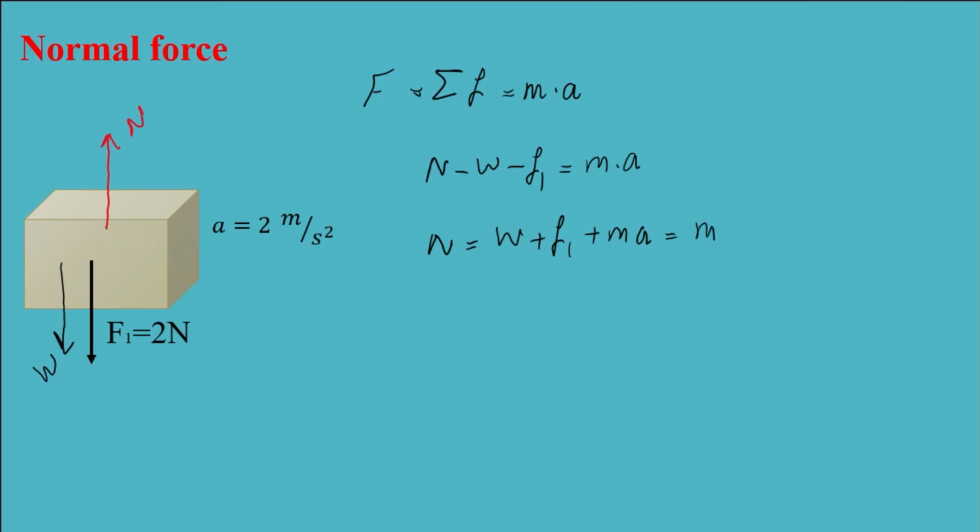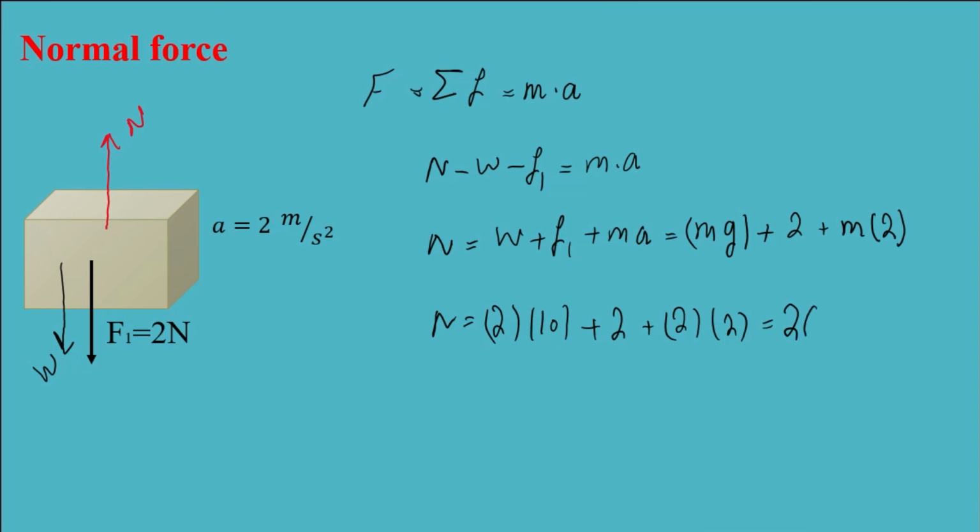My W is m times g. My F1 is 2 newtons. And then this is m times acceleration, which is 2. So let's substitute the numbers. Let's say the mass of this box is 2, so 2 times 10 plus 2 plus 2 times 2, right? And that's going to be 26 newtons, right?